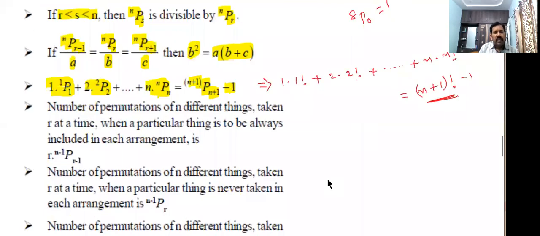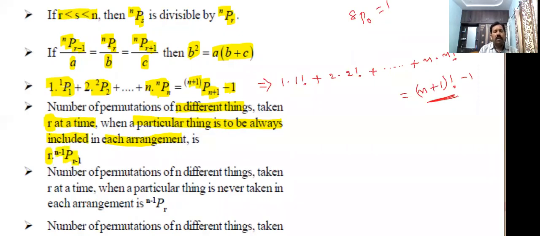Okay, next here, the number of permutations of n dissimilar things taken r at a time when a particular thing is to be always included in each arrangement. One particular thing is always included in each and every arrangement. So out of n things, we are taking only r things. Out of r things, one is included. Which one we don't know. That's why out of r take any one. There are r ways possible. Remaining things, n minus 1 Pr minus 1.